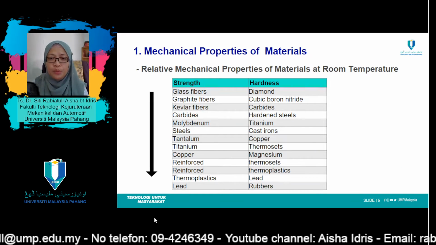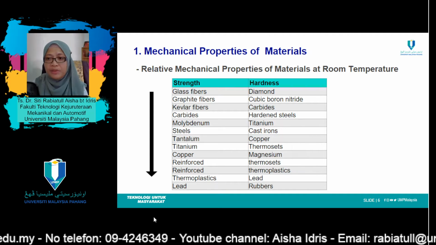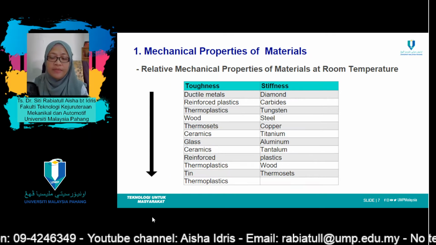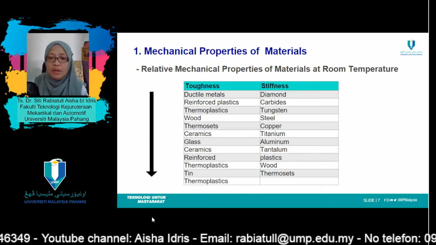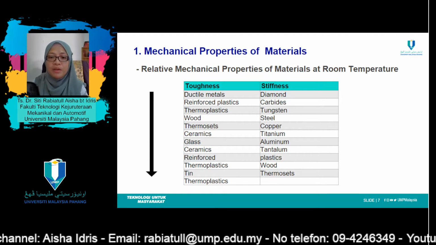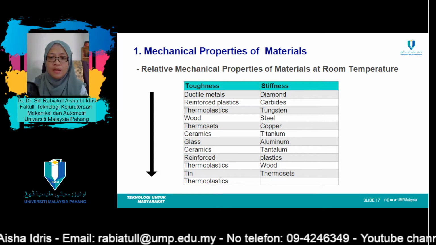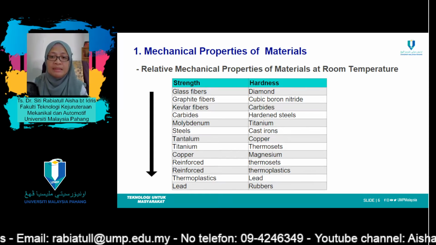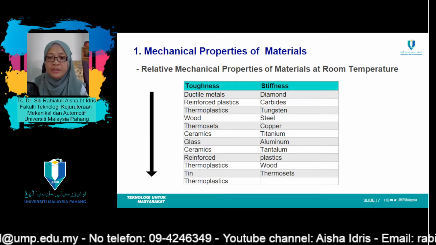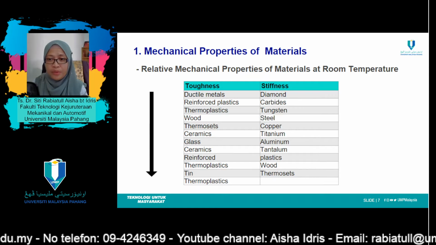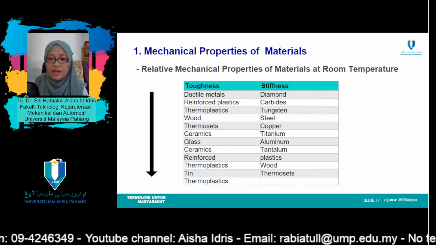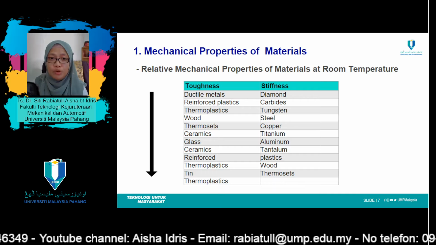This table shows you the relative mechanical properties of materials at room temperature, like strength, hardness, toughness, as well as stiffness. And if you look at these two tables, the values of those mechanical properties move downward, or decrease, with different types of materials, starting from fiberglass, graphite, and so on, and this one from ductile materials, thermoplastic, and so on and so forth. So it shows that different types of materials have different properties, even though they are at the same room temperature.